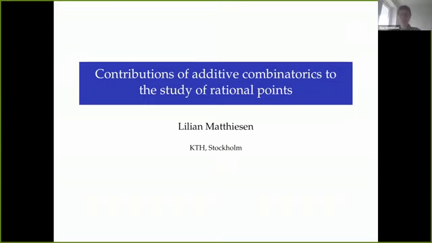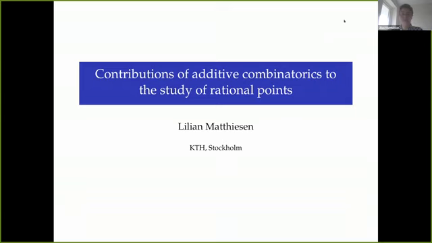Thanks for the introduction. Thanks to the organizers for the invitation to speak here. It's quite an honor. I will speak about contributions of additive combinatorics to questions concerning the existence and distribution of rational points in certain families of varieties. This is an area where Swinnerton-Dyer has made early headway, and as has been highlighted in Alexei Skorobogatov's lecture yesterday, has been involved in many of the subsequent developments.